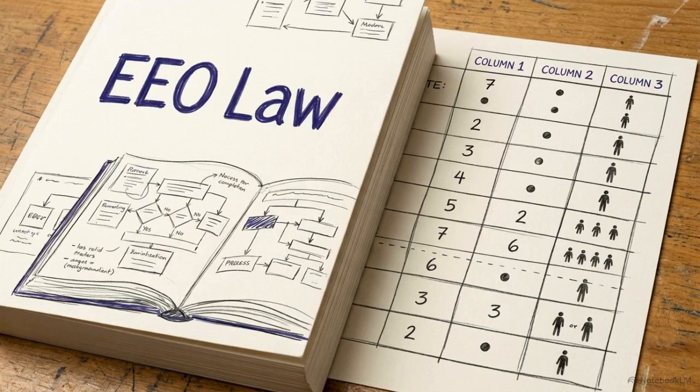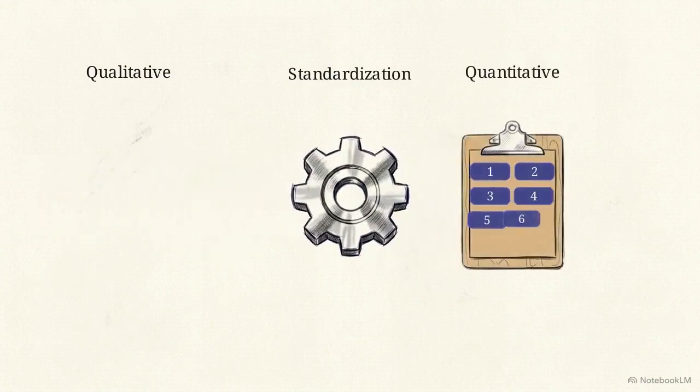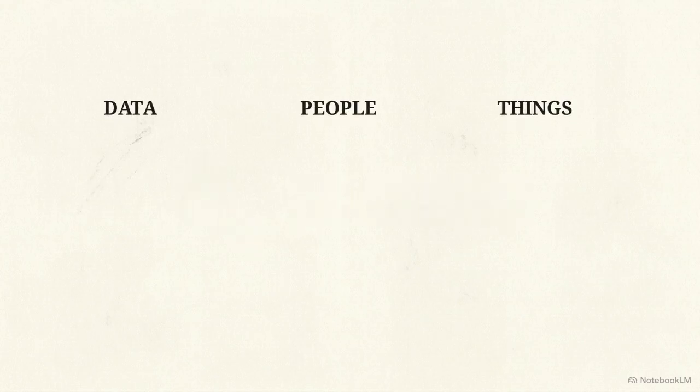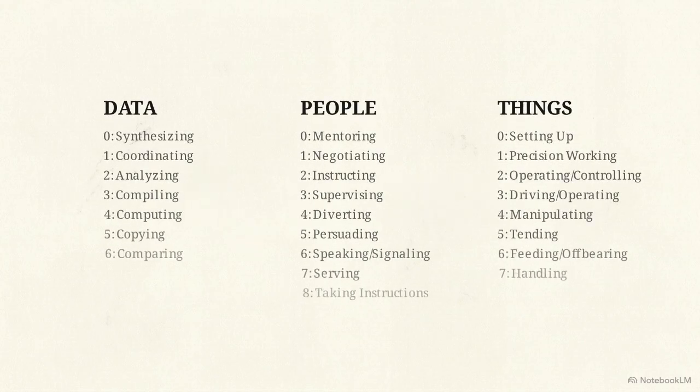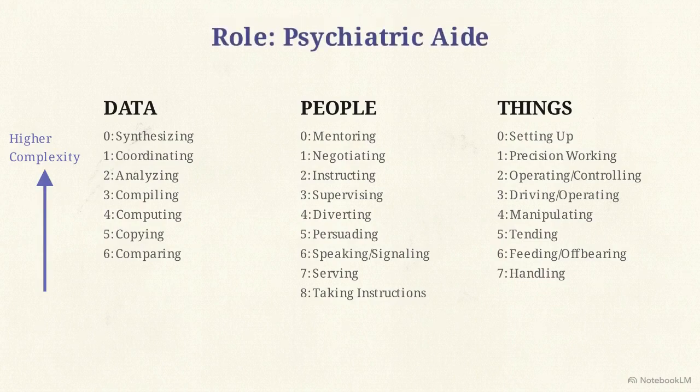To comply with equal employment opportunity laws and ensure precise pay equality, organizations must translate messy human behavior into hard, quantifiable metrics. Tools like the Position Analysis Questionnaire accomplish this by grading every job against a highly structured 194-item scale. The foundational framework for this translation was developed by the Department of Labor. This matrix maps worker functions across 3 categories: data, people, and things. Every task gets an importance rating. Lower numbers represent higher complexity. Applying this matrix to a real-world role, like a psychiatric aide, generates a functional code.